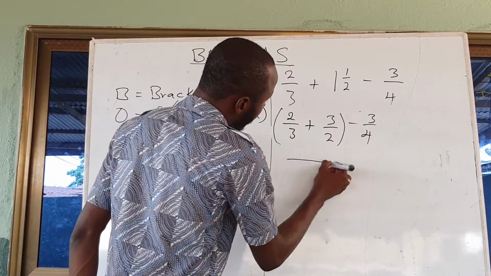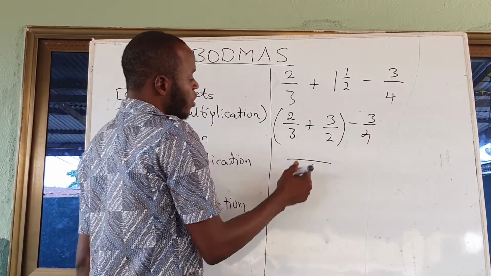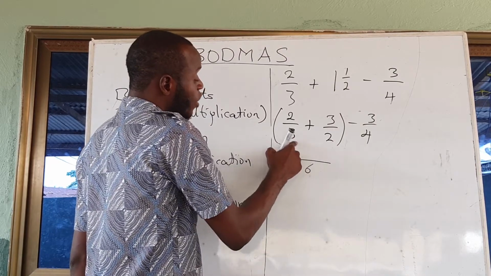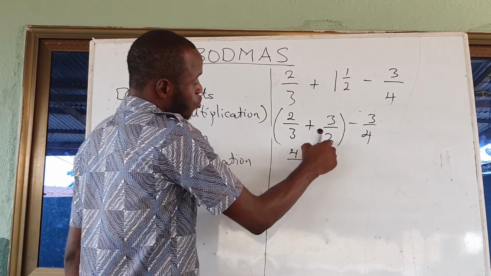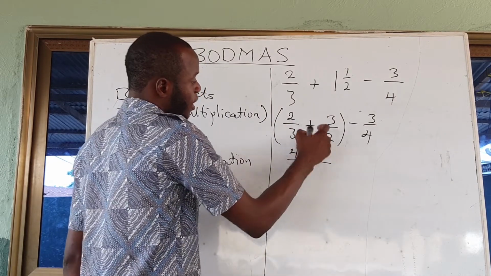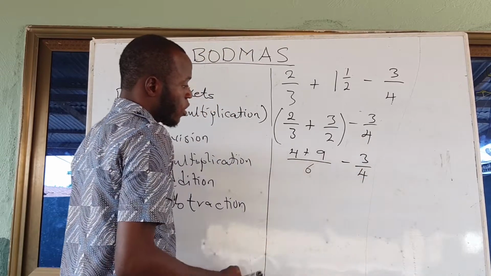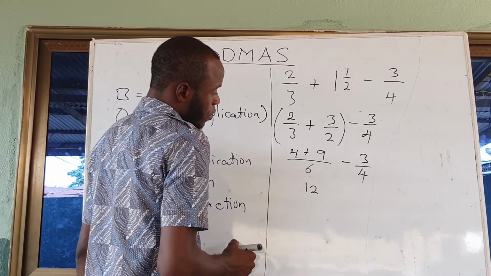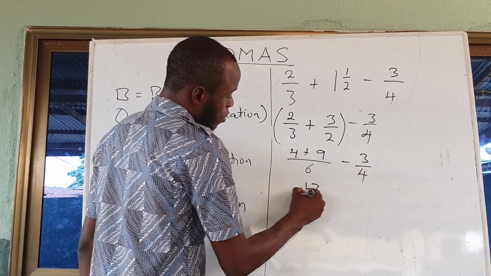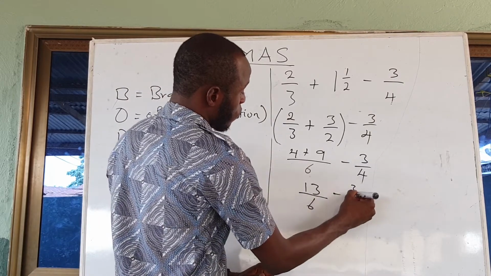Okay, so from here we find LCM, which is 6. All right, so now 2 over 3 will give us what? 3 will go into 6 2 times. 2 times 2, we have 4. Then plus 2 will go into 6 3 times. 3 times 3, we have 9. So minus this, which is 3 over 4. Okay, so now 4 plus 9, sorry, we have 13 over 6 minus 3 over 4 over here.